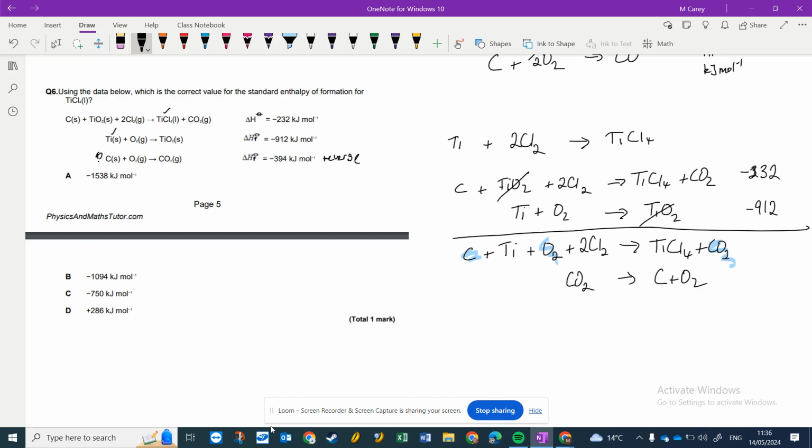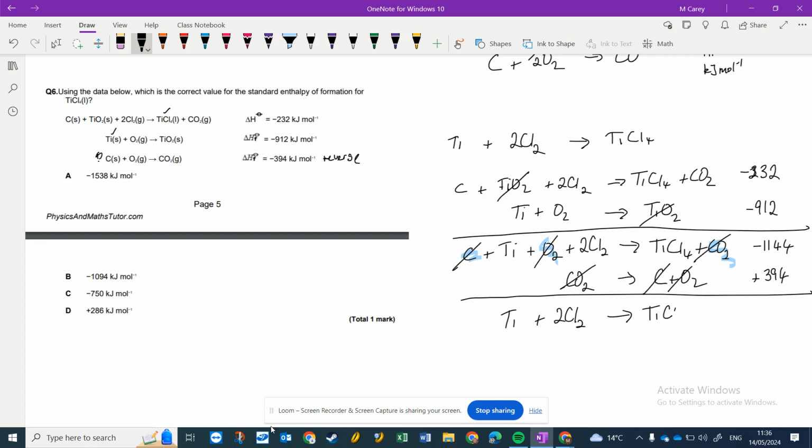So the answer to this is minus 1144. Sorry, I forgot to do that. And then flipping that around, that is plus 394. If we add those together, cancel. Now we get our Ti plus 2Cl2 gives TiCl4, and that's minus 750 kilojoules per mole. Okay, that's that.